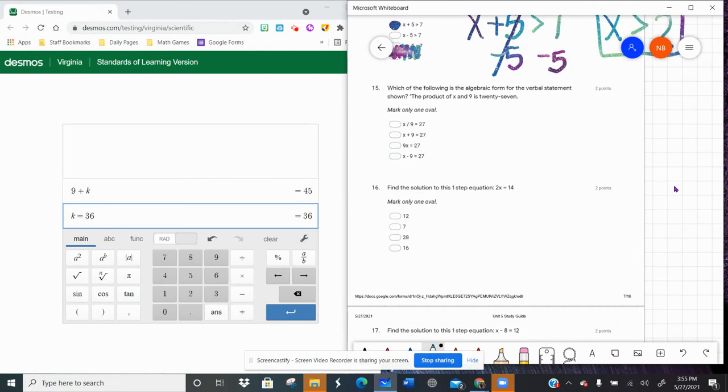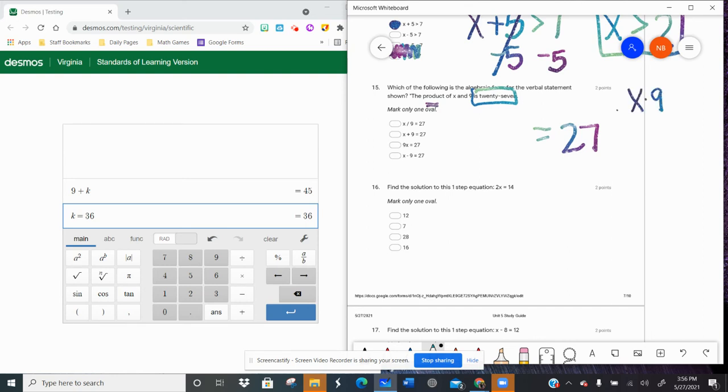All right, let's look at our next one. It says, which of the following is the algebraic form for the verbal statement shown? That's just fancy words for which of these number sentences matches this word sentence. It says the product of x and 9 is 27. Is 27 is an easy one, it means equals 27. Now let's look at the word product. Product means to multiply. So this really says 9 times x, or x times 9.